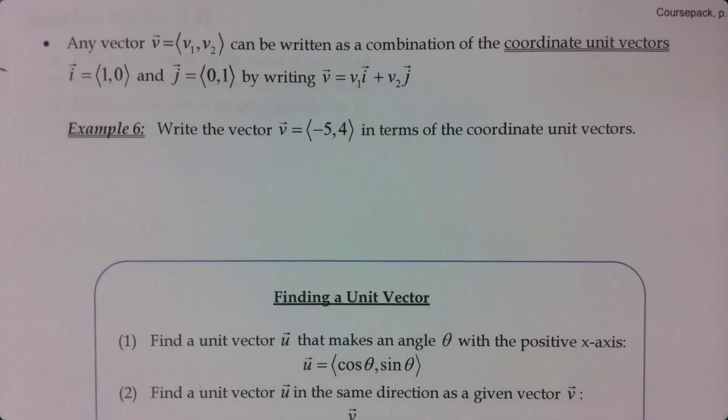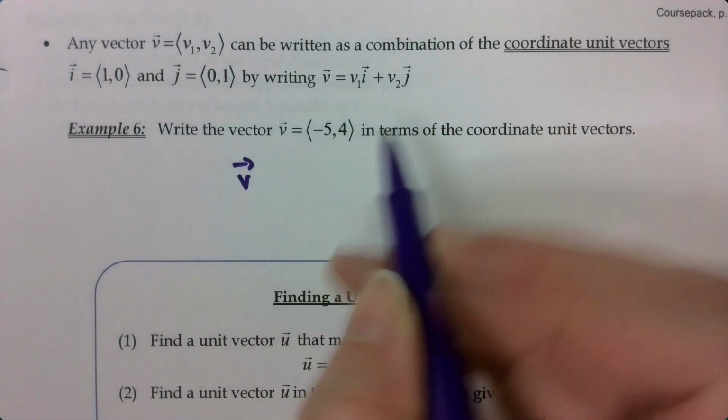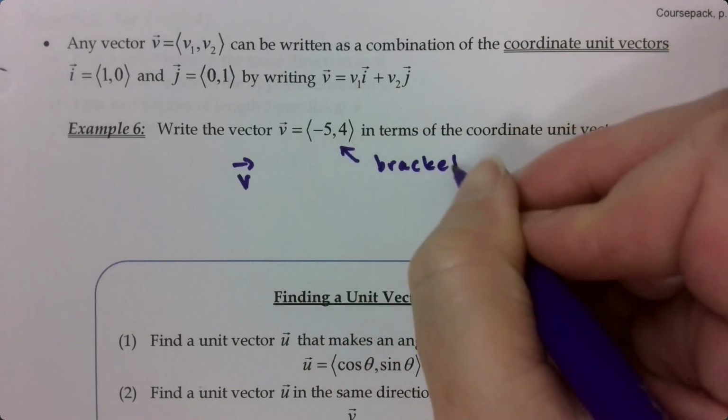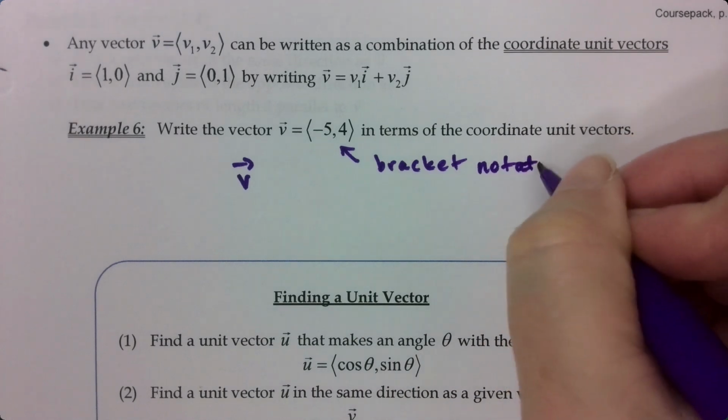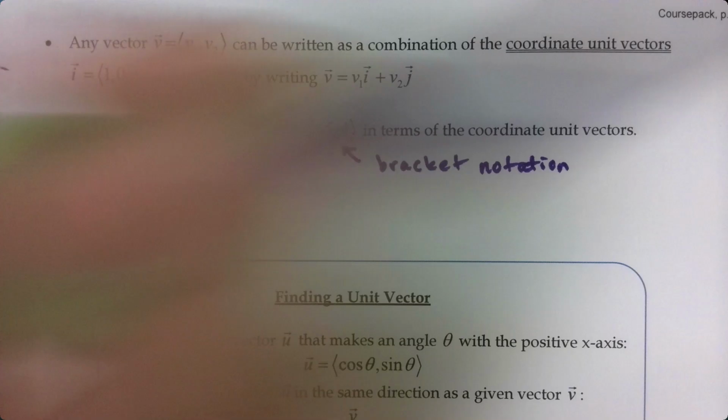Okay, so that's all well and good, but we can actually take any vector and write it as a combination of those unit vectors. This is what I was already showing you. I was just warning you that it was coming. So this is vector v, this is bracket notation, actually, I should say. So that's bracket notation. And then there's the unit vector notation, which is what the question's asking.